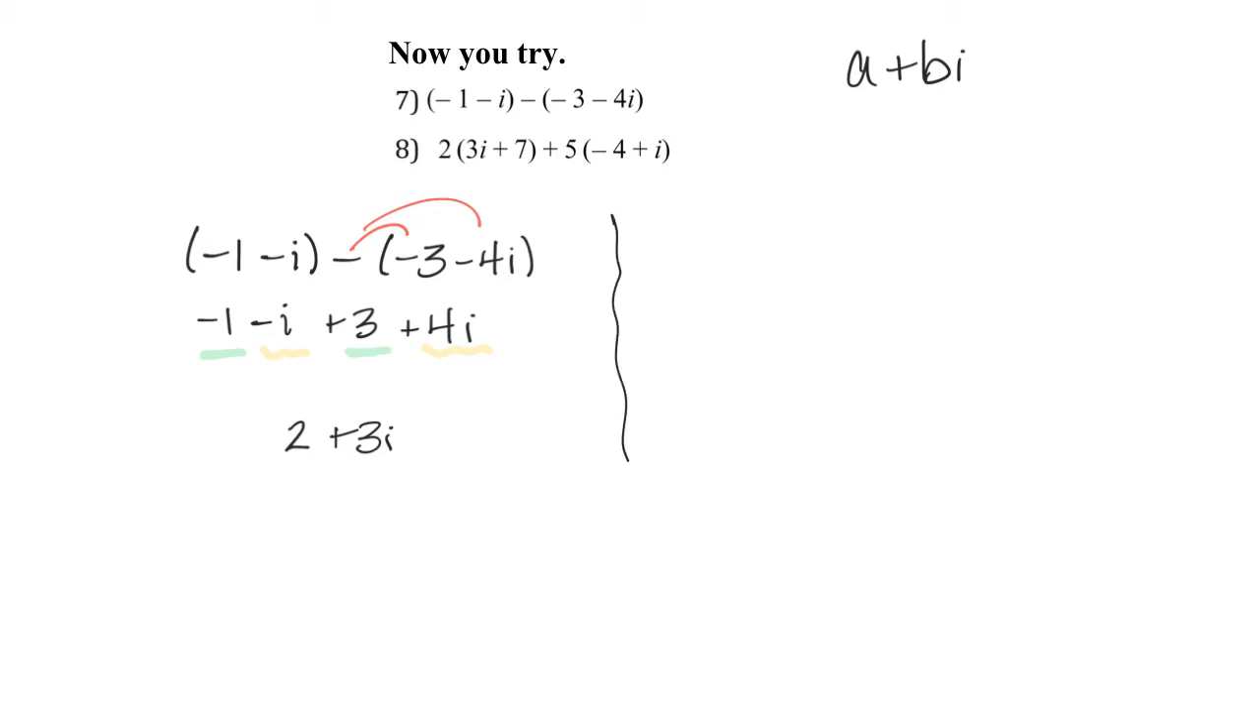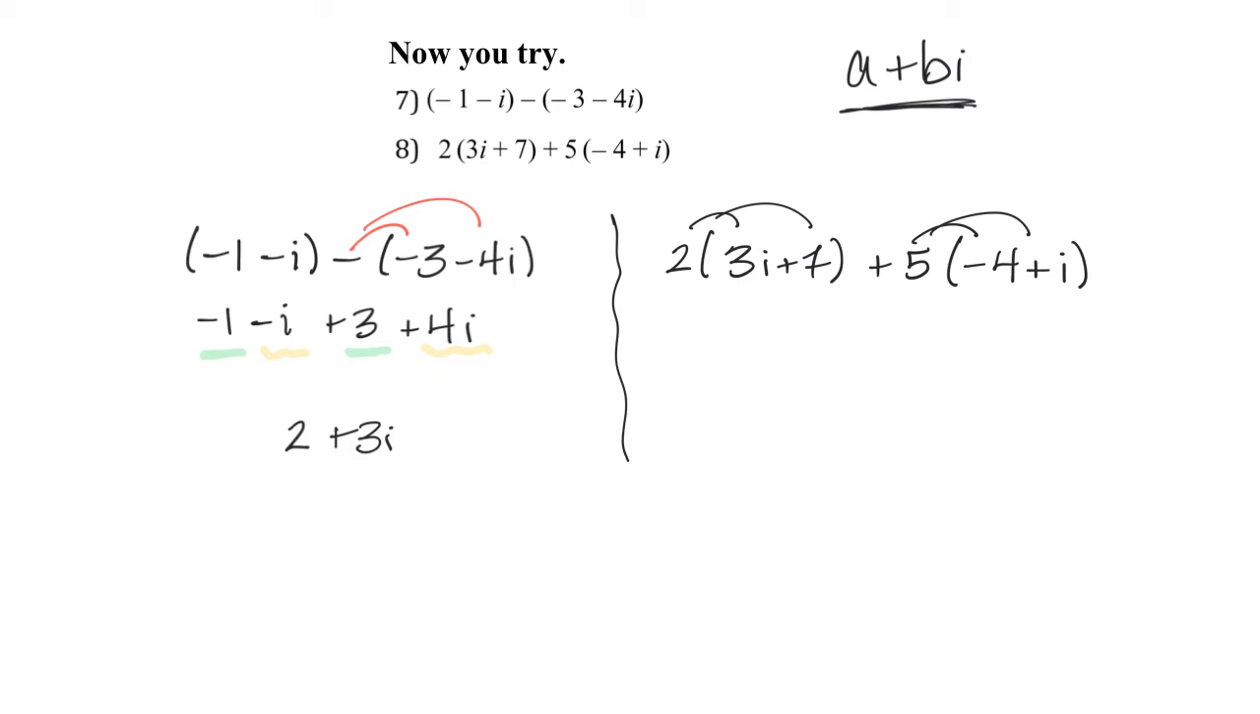The last one, number 8, you have 2 in parentheses, 3i plus 7. And it doesn't make a difference that it's not written in order. We just want to make sure that we write our final form in that proper complex order formation. So let's get rid of these parentheses.